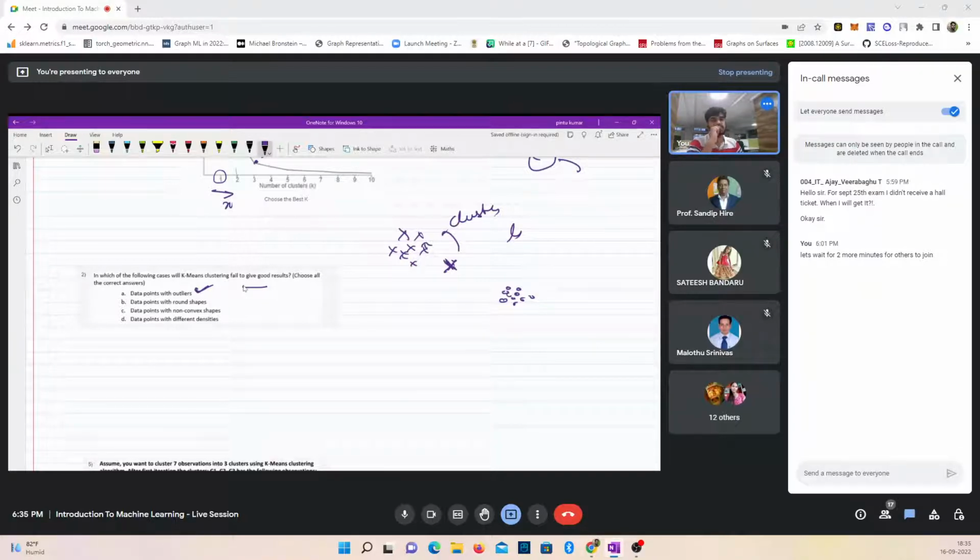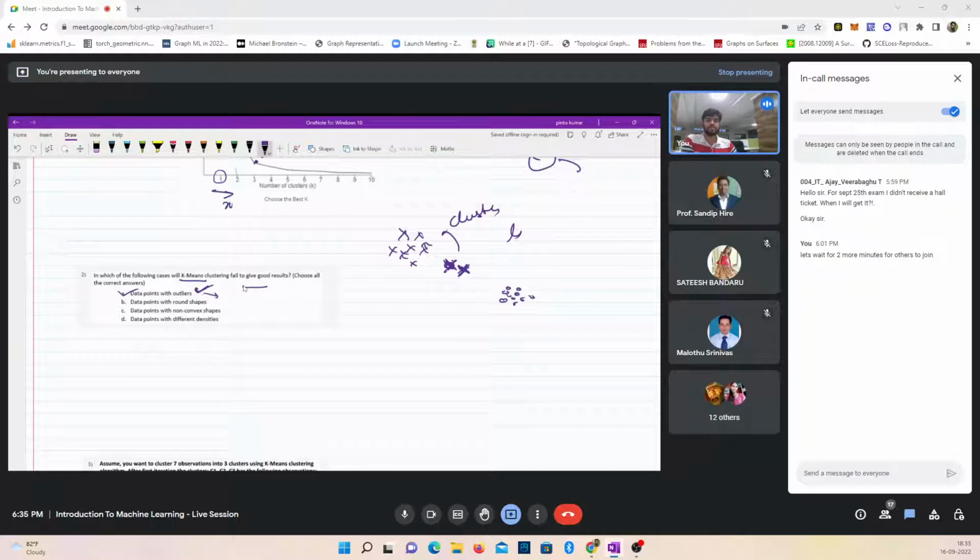First is this. The second thing is, let's say this point is in the middle of this. Then where to assign it becomes very difficult. So k-means clustering doesn't give very good results when your data points have outliers. So the first one fails to give good results, so the first one would be correct.